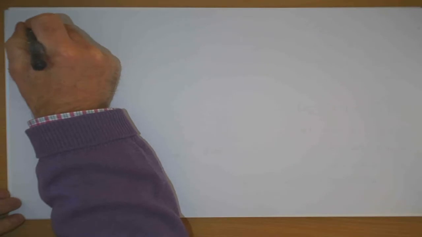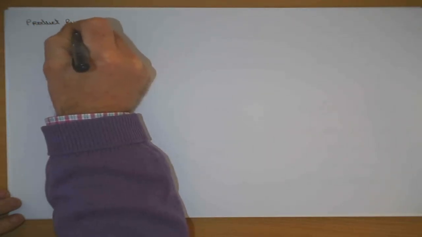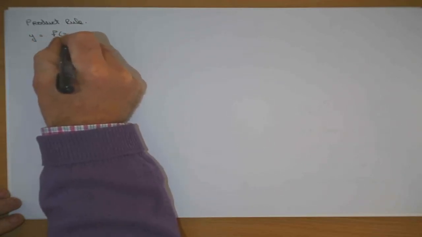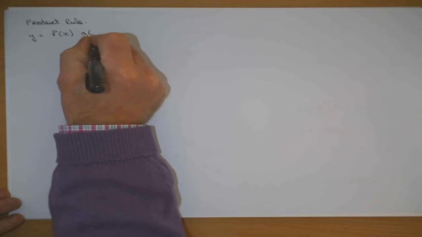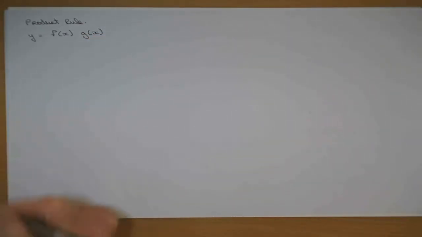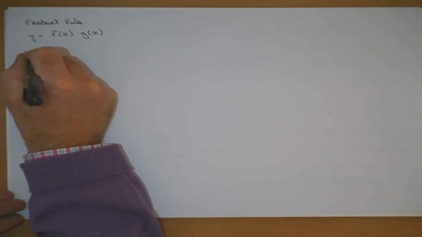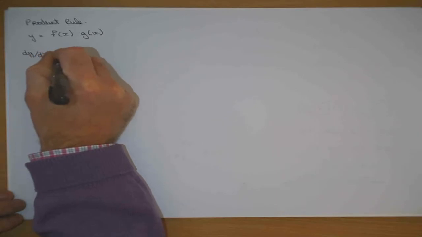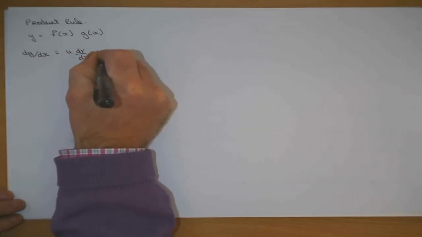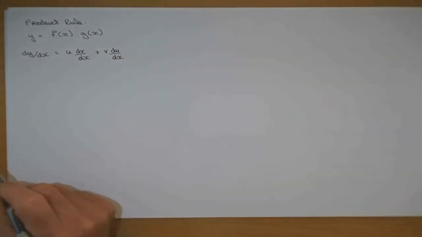The product rule. You use the product rule when y is equal to a function in x multiplied by a separate function in x. Alright? If y is a function in x times a function in x, well then dy/dx is equal to u dv/dx plus v du/dx. Right? And that's the product rule.